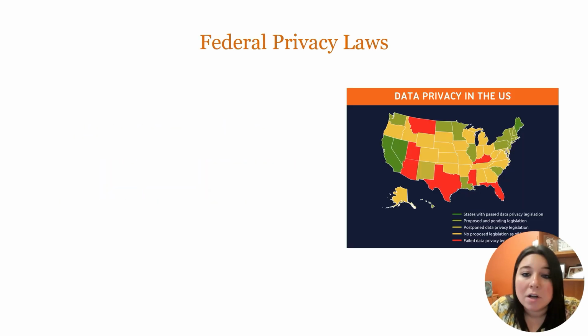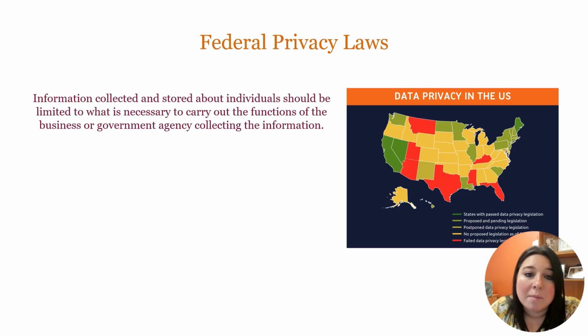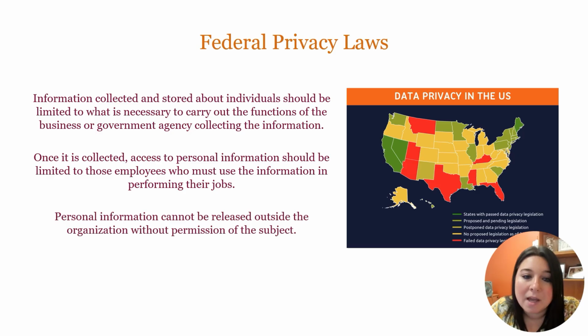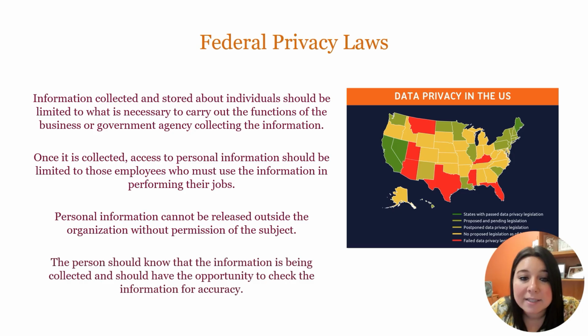So first, let's talk about federal privacy laws. Information collected and stored about individuals should be limited to what is necessary to carry out the functions of the business or government agency collecting the information. Once it is collected, access to personal information should be limited to those employees who must use the information when performing their jobs. Personal information cannot be released outside the organization without permission of the subject. And the person should know that the information is being collected and should have the opportunity to check the information for accuracy to make sure it's correct.